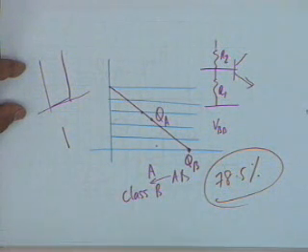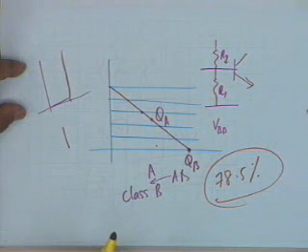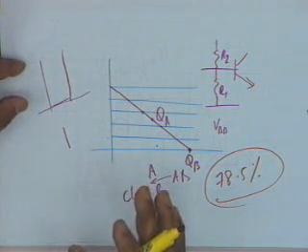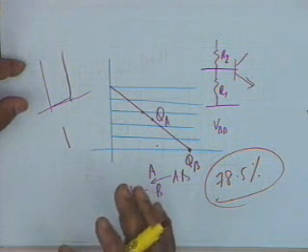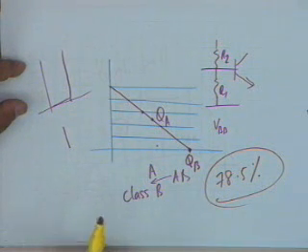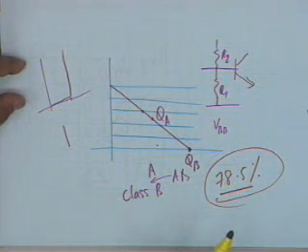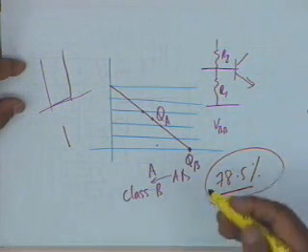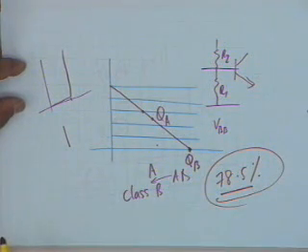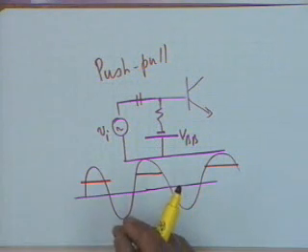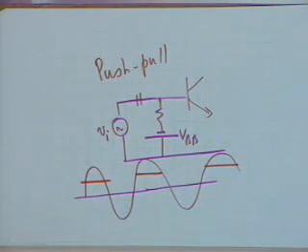Let's remember efficiency. Class A with a resistance load, maximum efficiency is 25%. Class A with a transformer coupling, maximum efficiency is 50%. Class B with push-pull operation, maximum efficiency can go to 78.5%. And class C, the efficiency can go further up. It can go to as much as 85% or so.